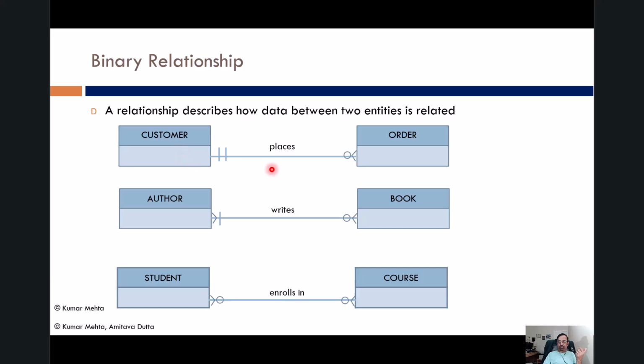One customer places at least 0 orders and at most many orders. One order is placed by at least one customer and at most one customer. That's what this symbol means. This is a binary relationship, and I just talked through what these cardinality symbols mean. This is something that we have discussed in the previous lecture. So look at the second example. This is also a binary relationship.